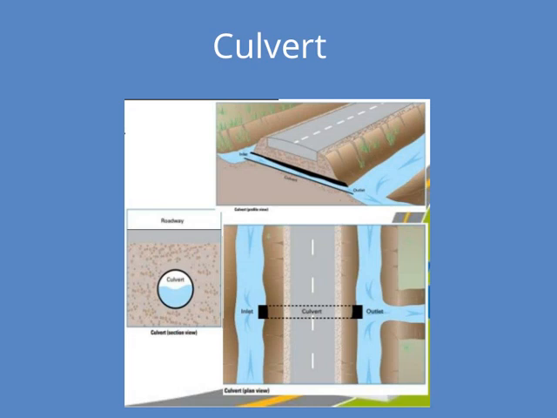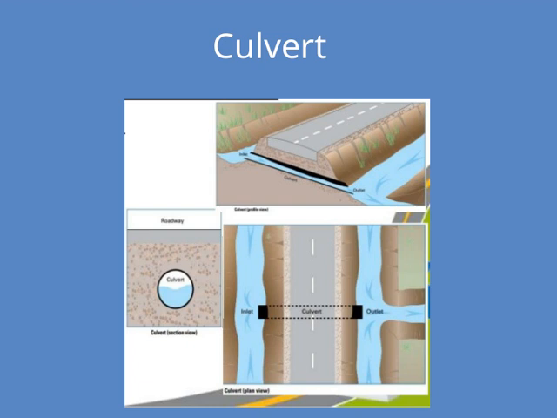Let's take a closer look at culverts. A culvert is essentially a structure that allows water to pass underneath a road or railway. It's a crucial component in drainage management and infrastructure resilience. When designed properly, culverts help prevent flooding and erosion, protecting both the infrastructure and the surrounding environment. They're often made from materials like concrete, steel, or plastic, depending on the specific needs of the project.